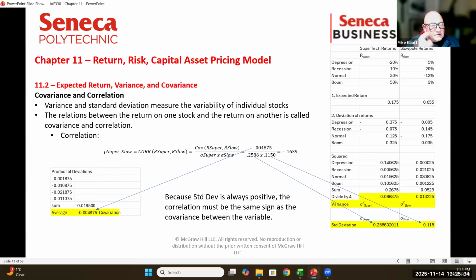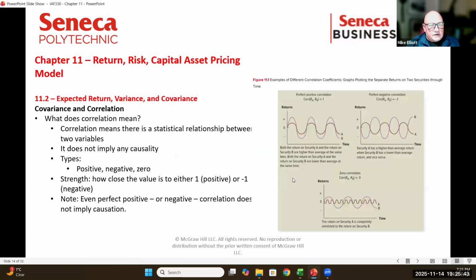What this is telling us is that they're not positively correlated. They're negatively correlated. Right here? Yes.